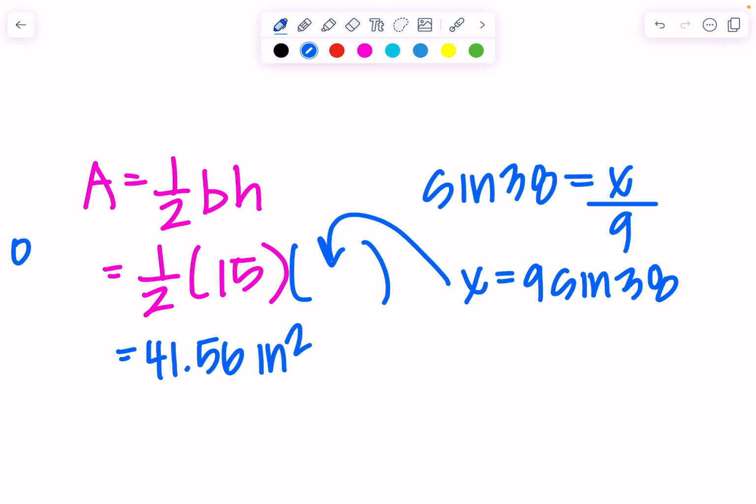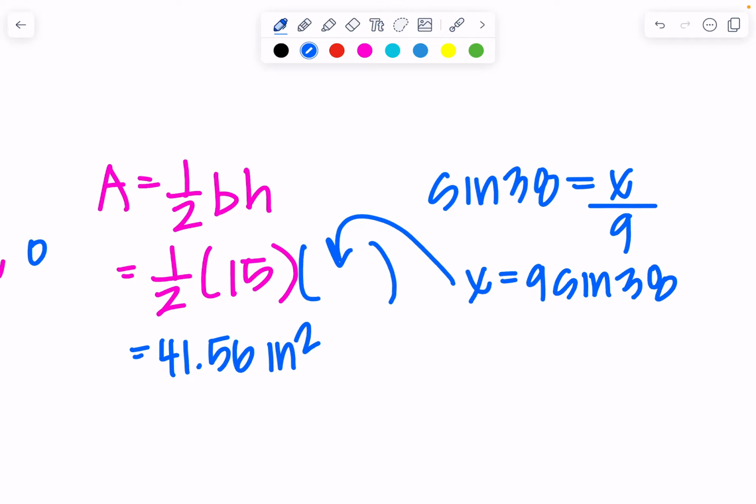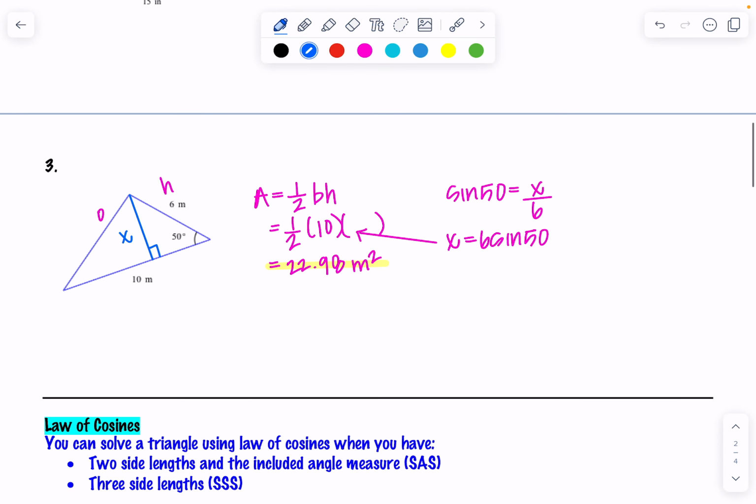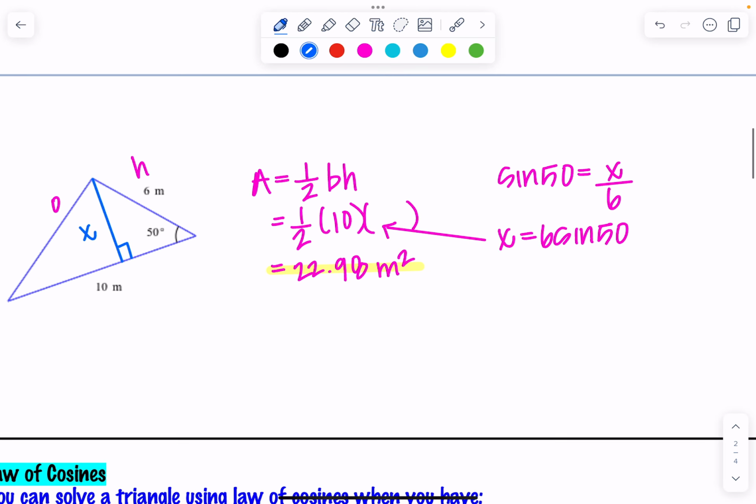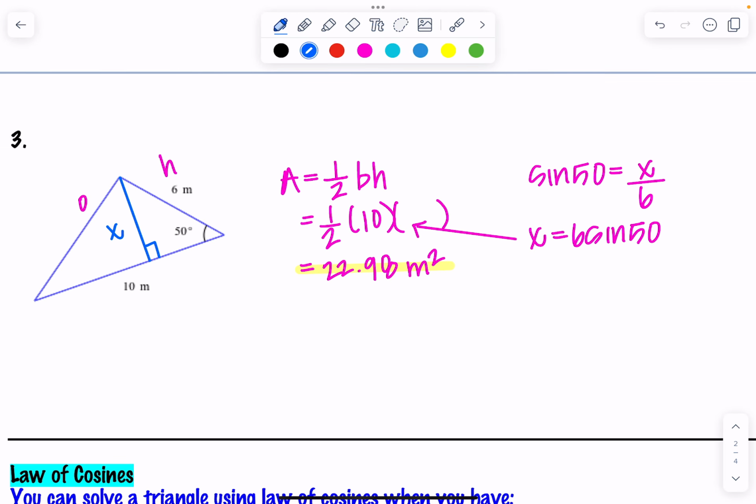So pause here, do the next one all by yourself, and then return back for your answer. All right, number 3, you should get 22.98 meters squared.